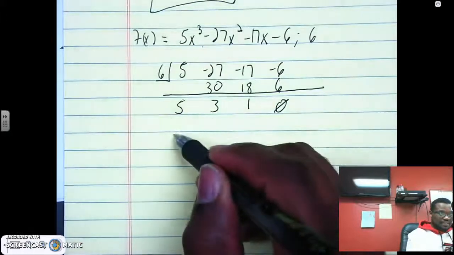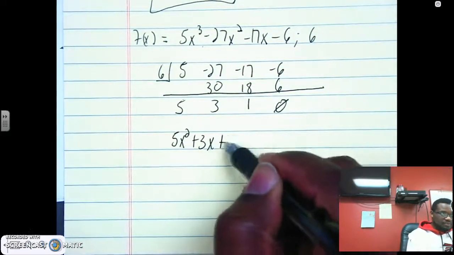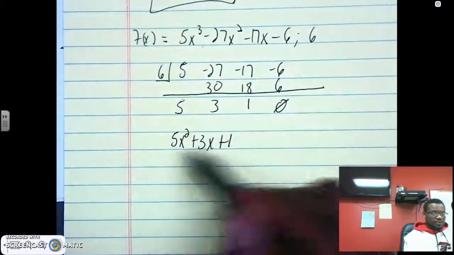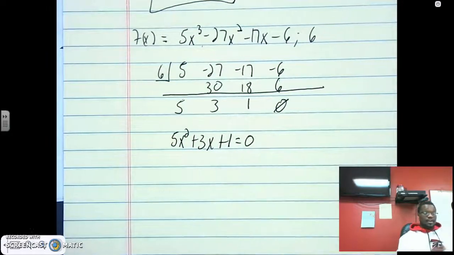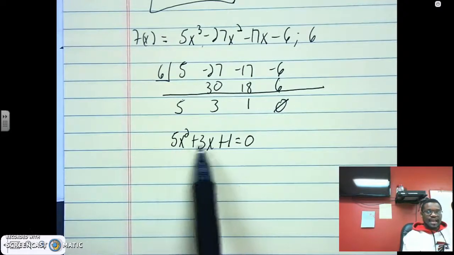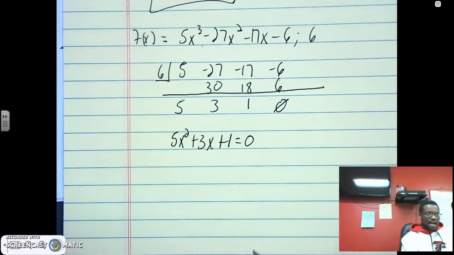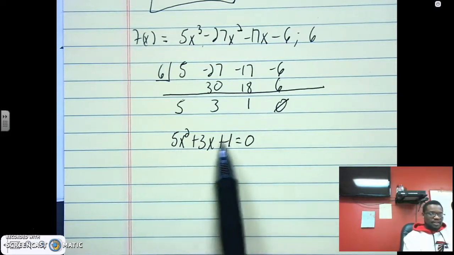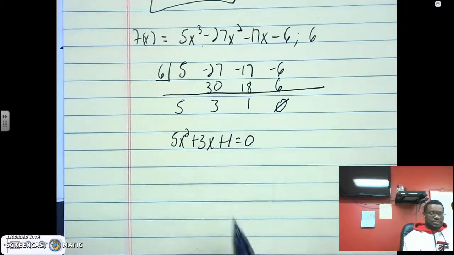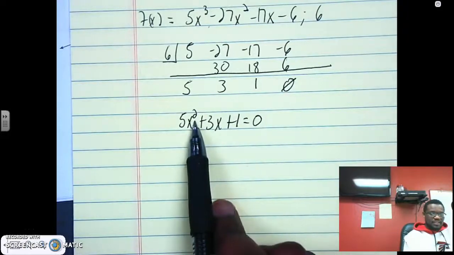Alright, rewriting this, I get 5x squared plus 3x plus 1. And that's my new polynomial. I'm still trying to find all the zeros. Okay, why do I do synthetic division? Now it's written as a quadratic equation. I could look to factor this if it factored, or I could look to do the quadratic formula. I'm not sure that this factors, so I'm going to just jump straight into the quadratic formula. Why? Because the power here is 2. I know how to solve these when they look like this.